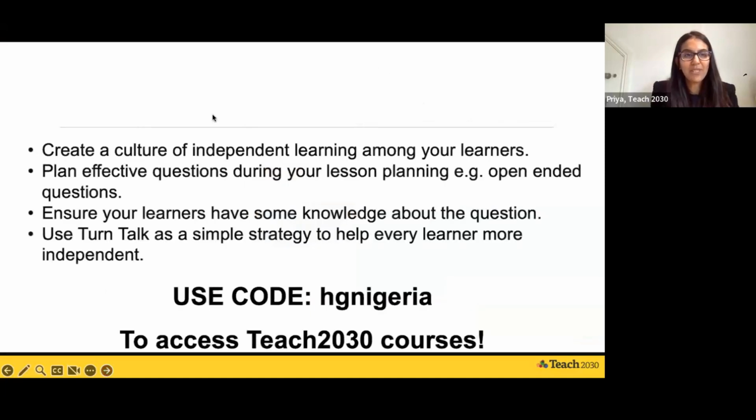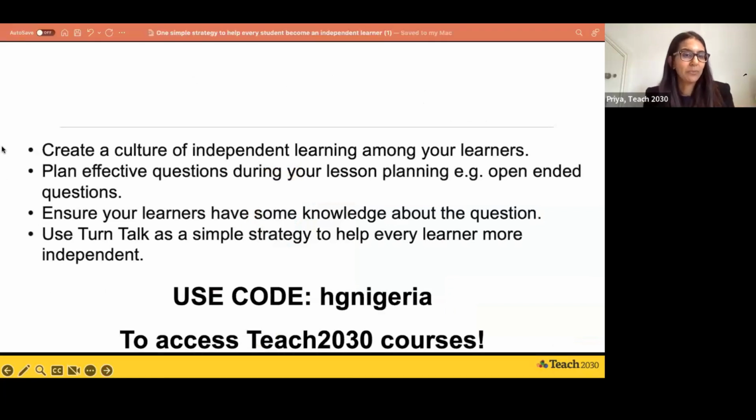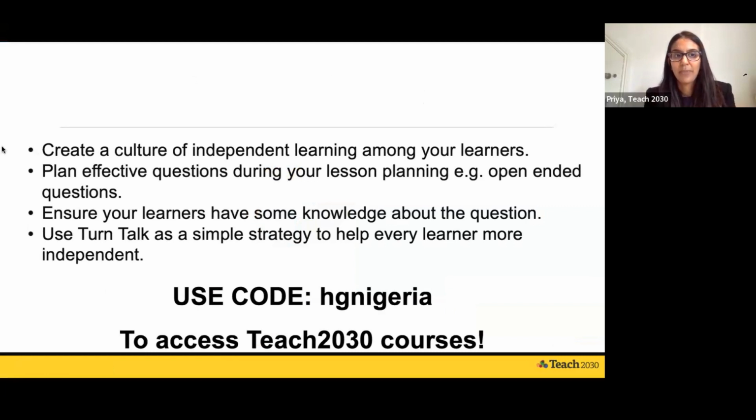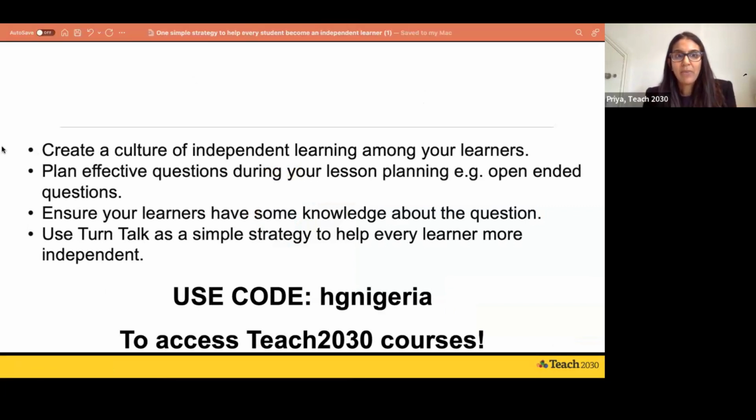So as we're coming towards the end, let's just consolidate a couple of parts of this workshop as well. So first of all, create a culture of independent learning amongst your learners. Number two, you can think about this through effective questioning during your lesson planning. So use open-ended questions. Thirdly, ensure your learners have some knowledge about the question before you start thinking about answering a particular question, so it gives them something to talk about. And finally, use a simple strategy of Turn Talk to help every learner become more independent.